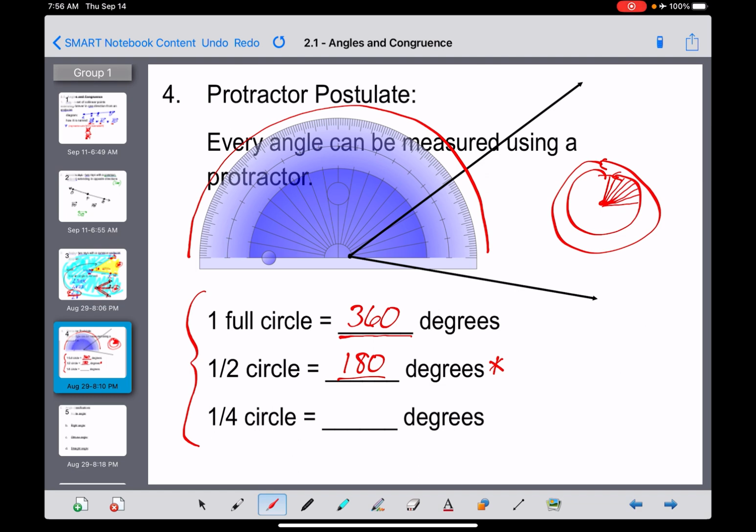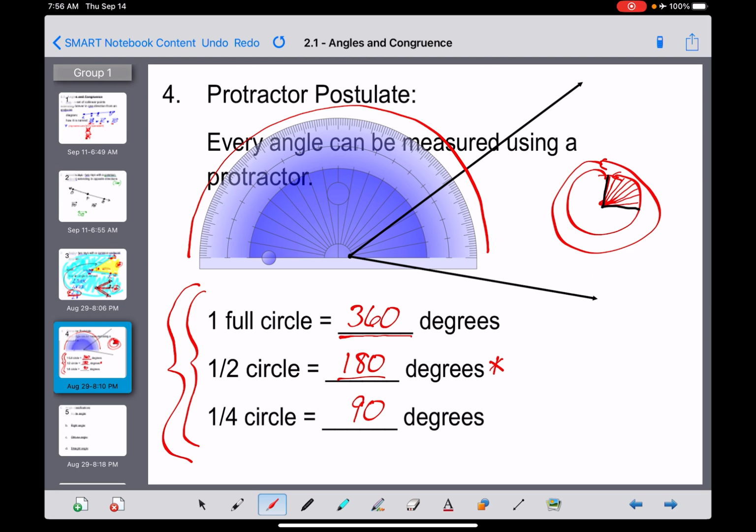The quarter of a circle, which inadvertently I almost drew right here, 1/4 of a 360-degree circle is going to get us 90 degrees. And some of you know the significance of that. We'll talk about that in just a second. So let's make sure that we understand these three quantities right over here. Those are things we should have memorized.